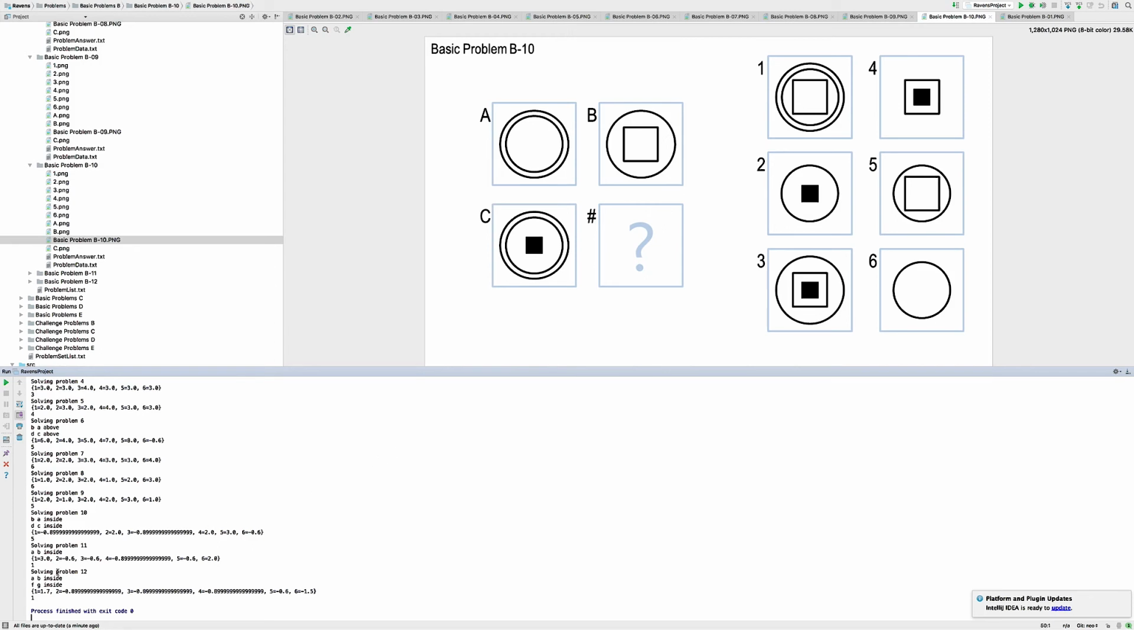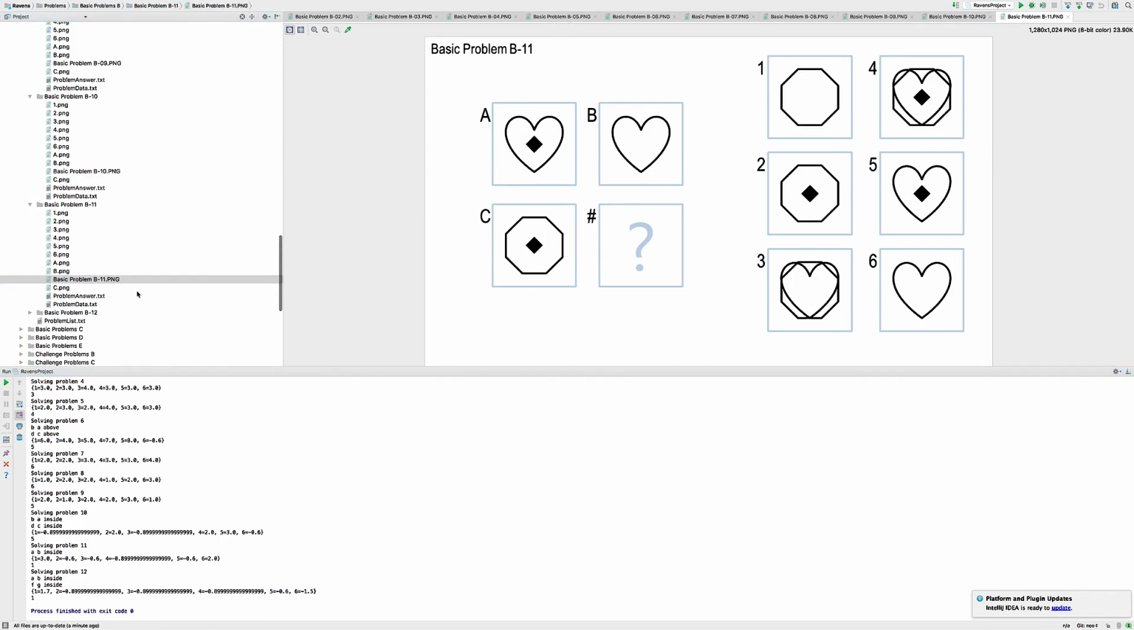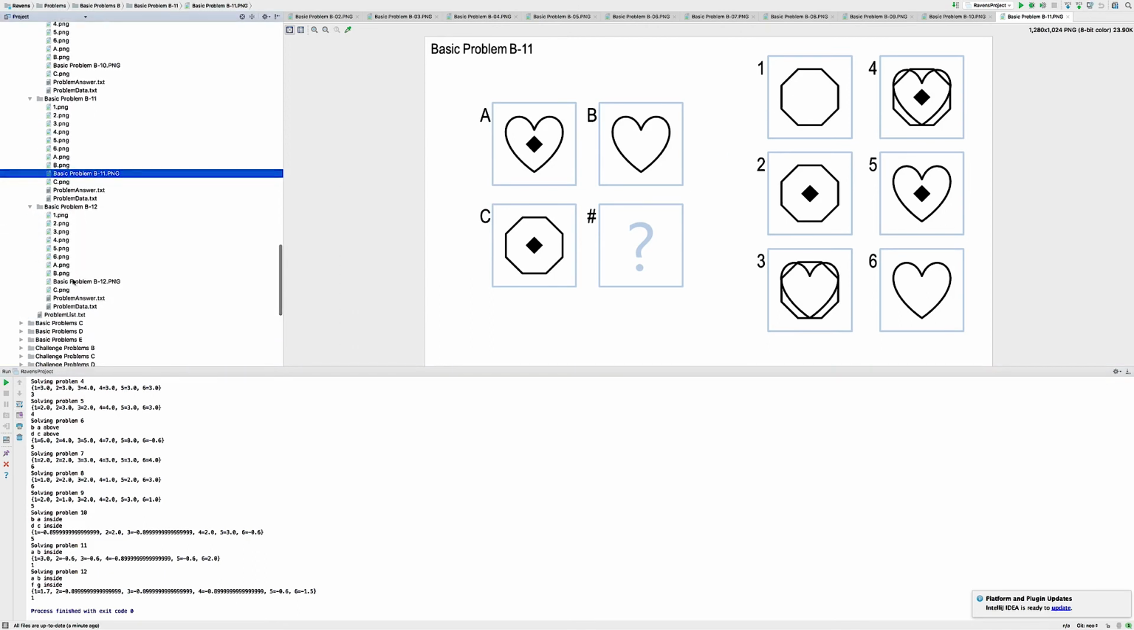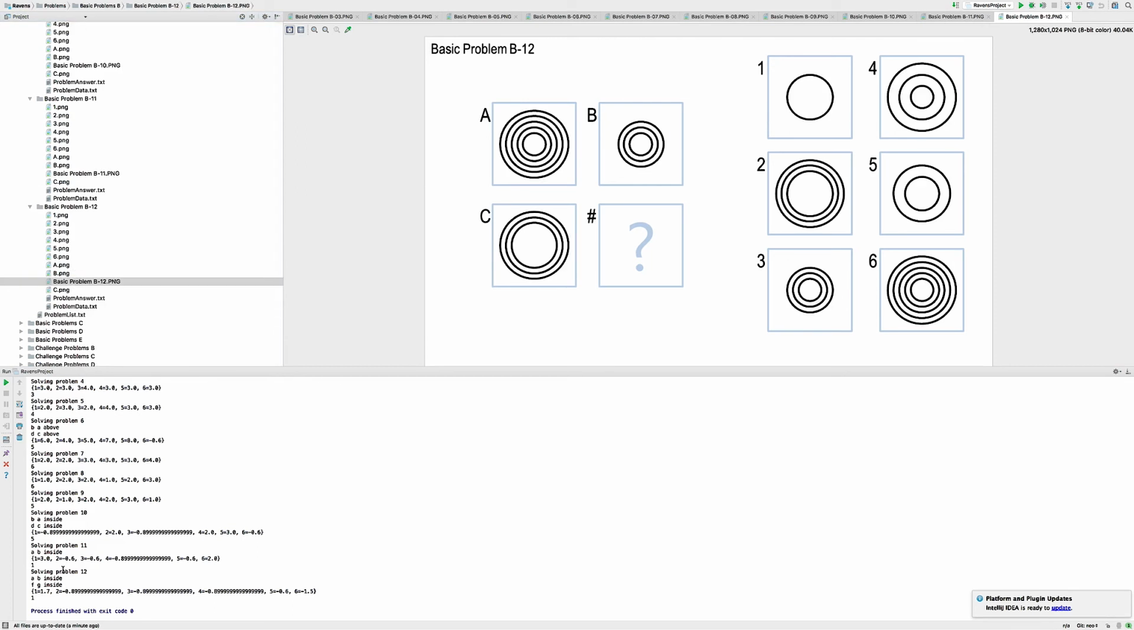Anyway, so number 12, oh, so number 11, rather. So for number 11, 1 is the correct answer. And number 12 says 1, and 1 is the correct answer.